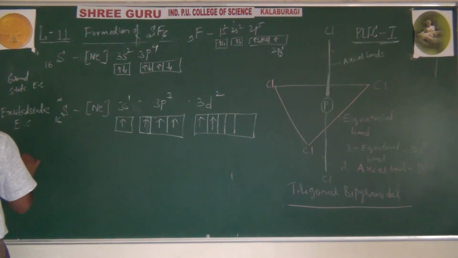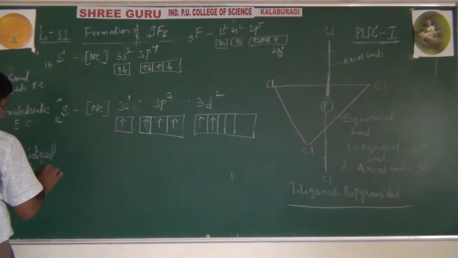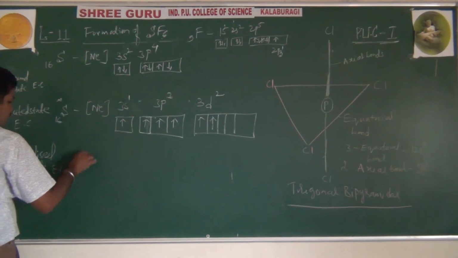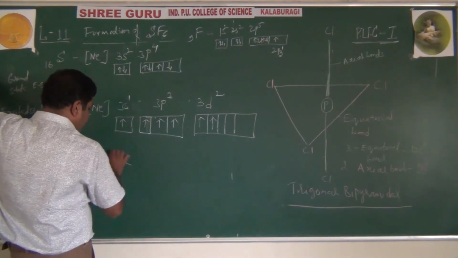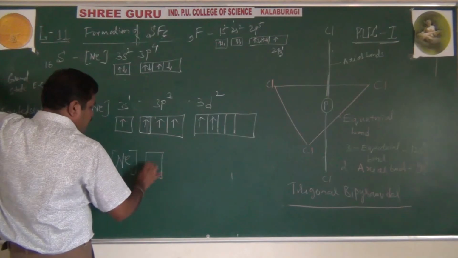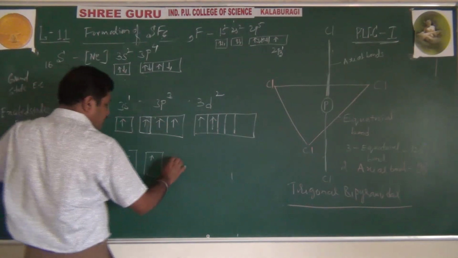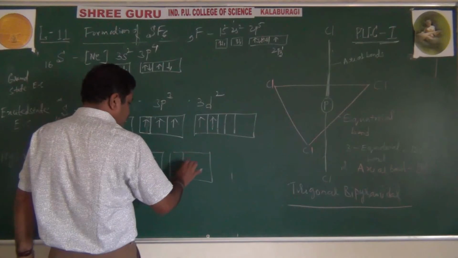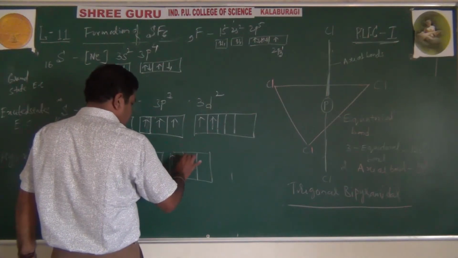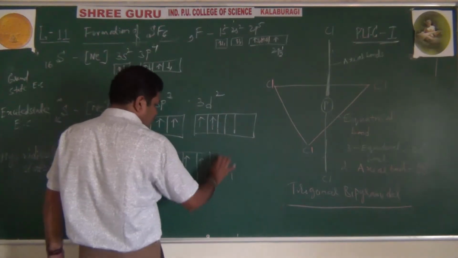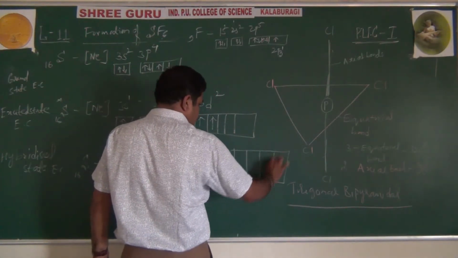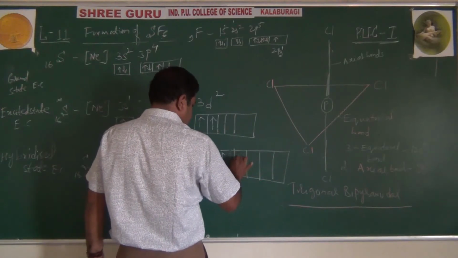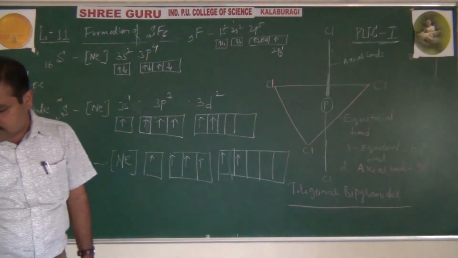Therefore, what will I write here? Hybridized state EC, meaning electronic configuration. For sulfur it is neon, and I will write all with different colors. d2, 1, 2, 3, 4, 5. These are ready for hybridization, right? Now see here.